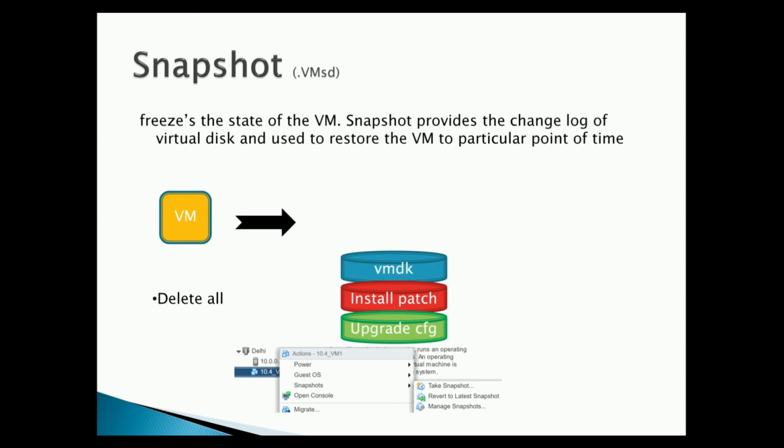Snapshot has options: if you right click on your VM and go to snapshot, you have three options: take snapshot, revert to latest snapshot, and manage snapshots. Now let's go to the lab and create a virtual machine and also create this template, clone and snapshots. Let's get into the lab.